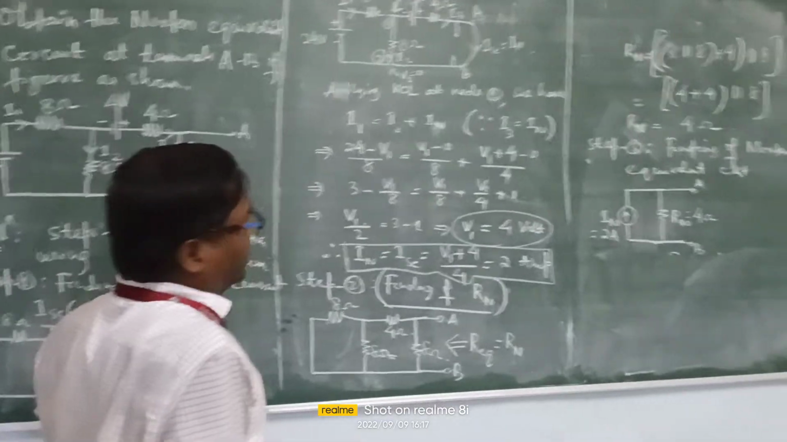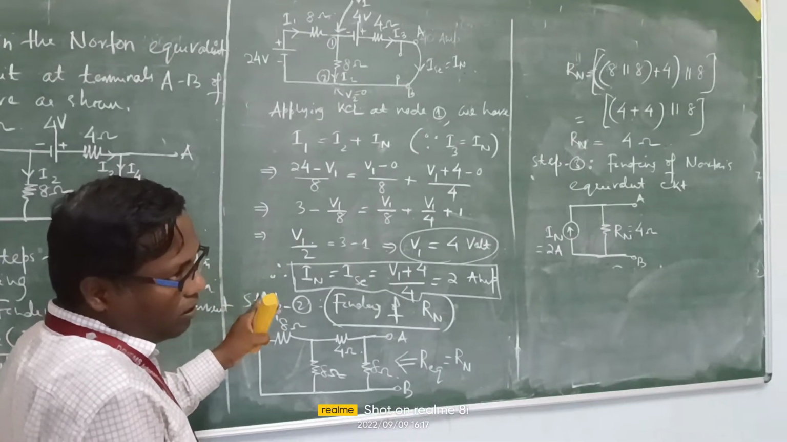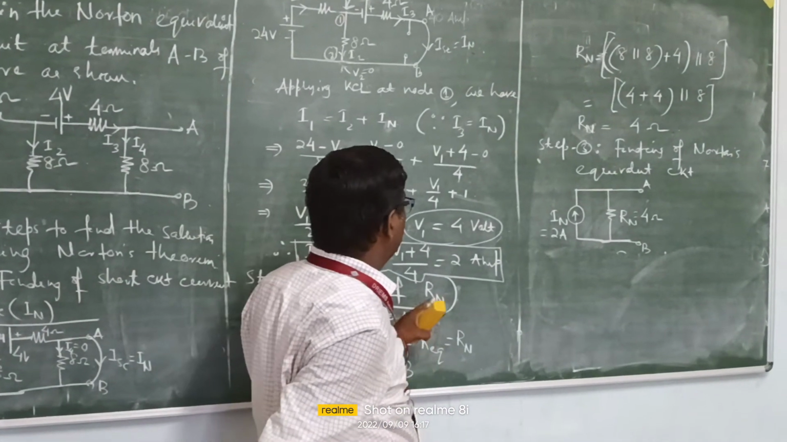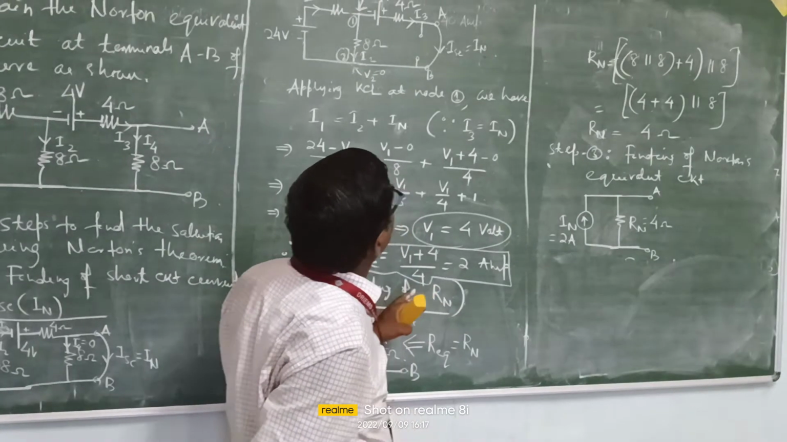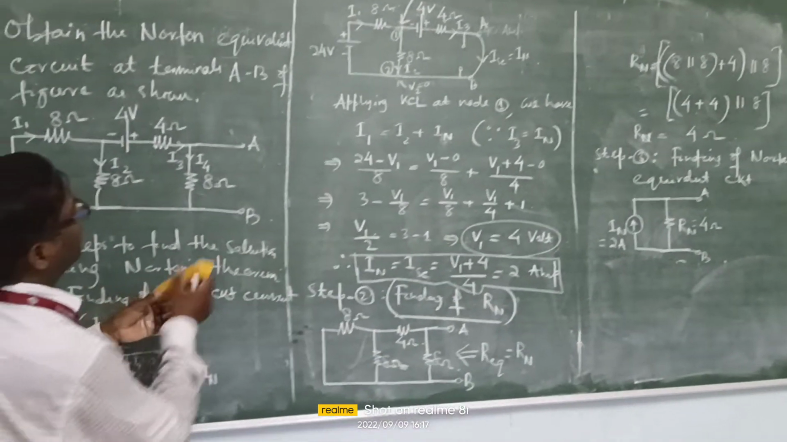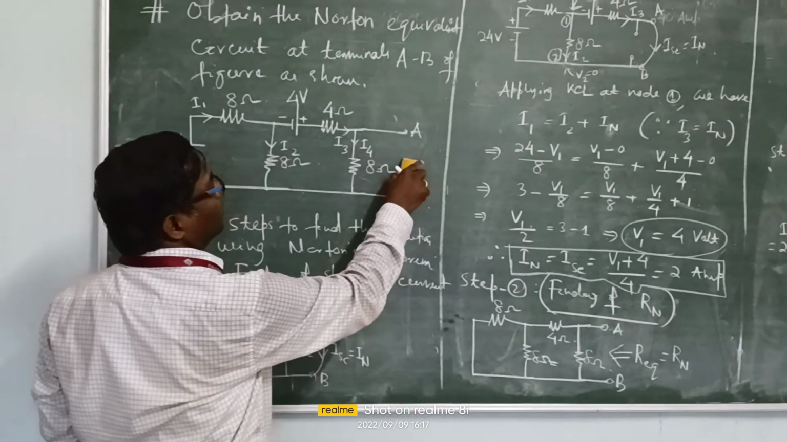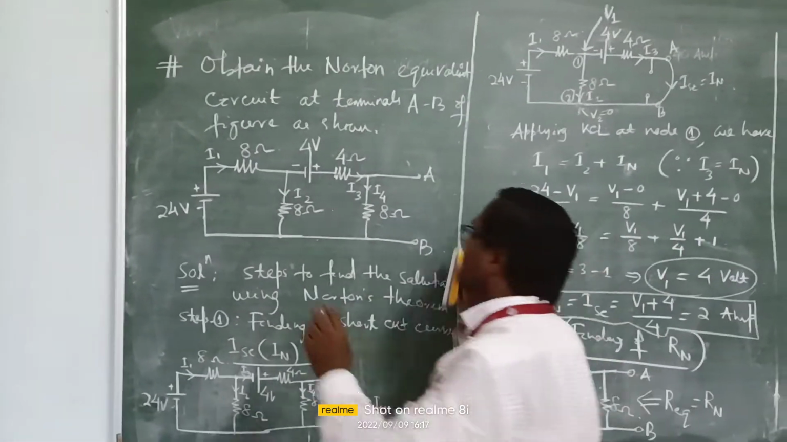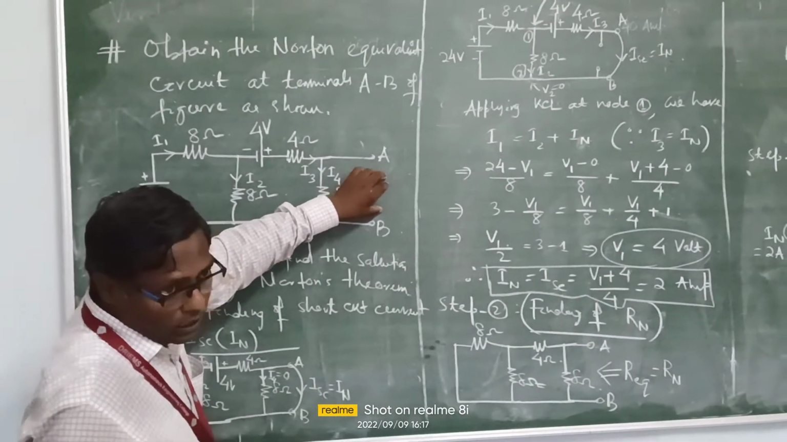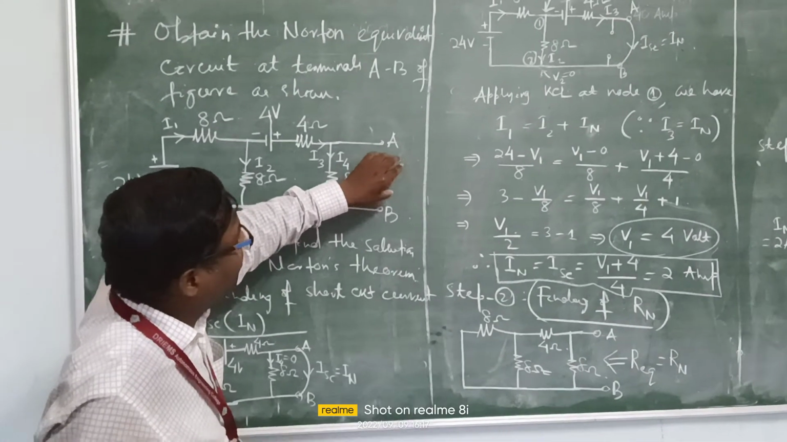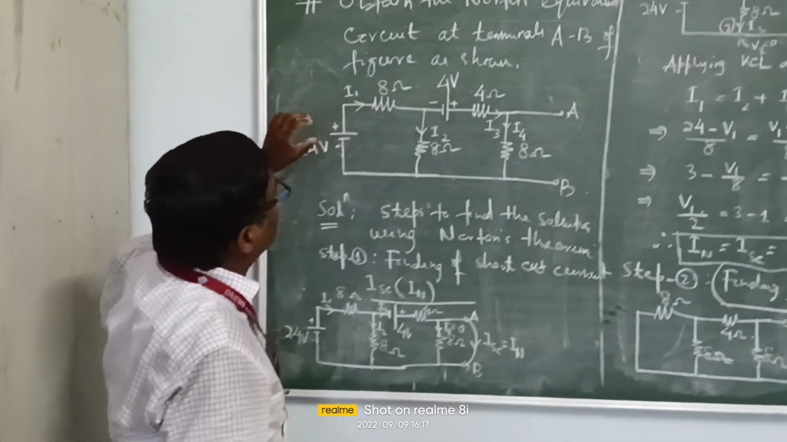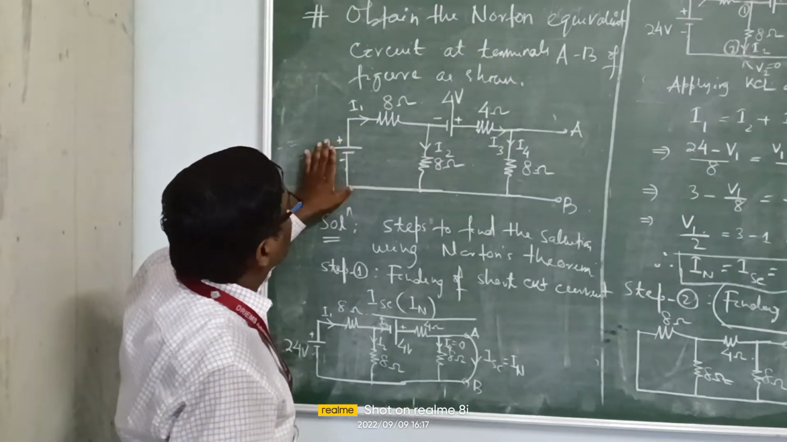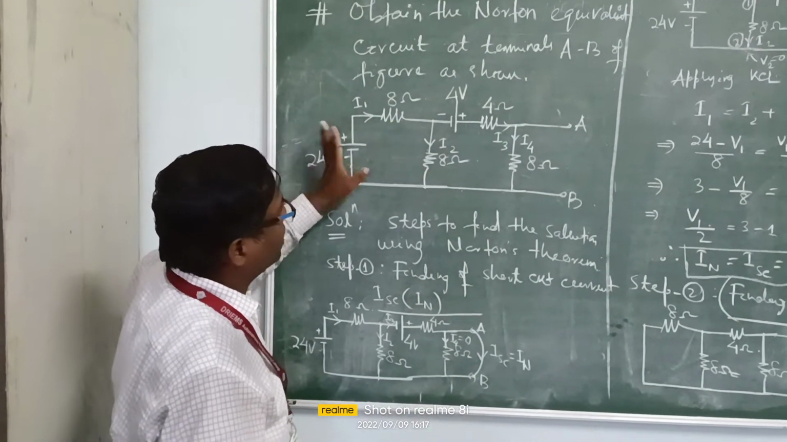Finding out Norton's resistance. Step 1 is finding out the short circuit current or Norton's current, and step 2 is finding out Norton's resistance. Norton's resistance is the equivalent resistance which can be obtained by looking from the open circuit terminal, which is open now, so from this terminal we have to look. It is obtained by suppressing whatever the source is. If it is a current source, it must be open circuited; if it is a voltage source, it must be short circuited.